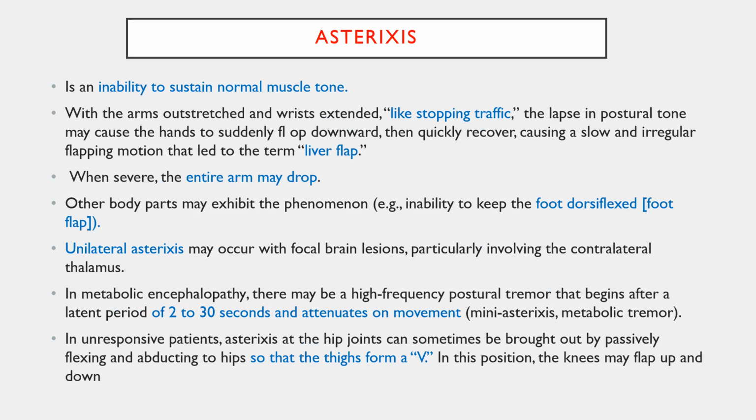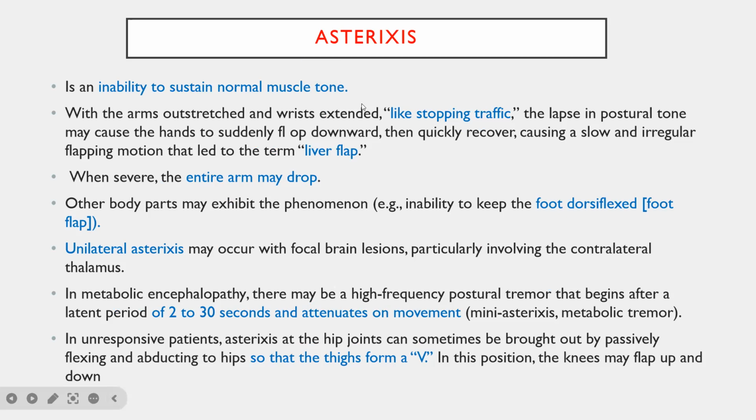Let us come to asterixis, your favorite examination finding in CLD patient. It is also called the liver flap, but not only seen in liver diseases, you can see in many metabolic encephalopathies. In case of metabolic encephalopathy, like in end-stage renal failure, end-stage cardiac failure, and severe metabolic disturbance, also you will get asterixis. It is defined as inability to sustain normal muscle tone. With the arms outstretched and the wrist extended, the lapse in the postural tone causes the hands to suddenly flop downwards, then quickly recover, causing a slow and irregular flopping motion. The terminology is named as liver flap.